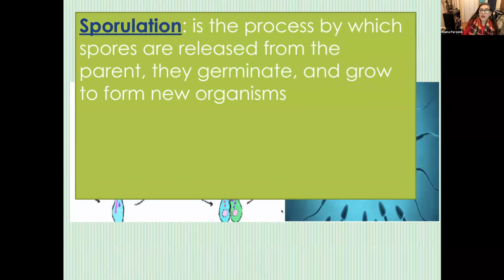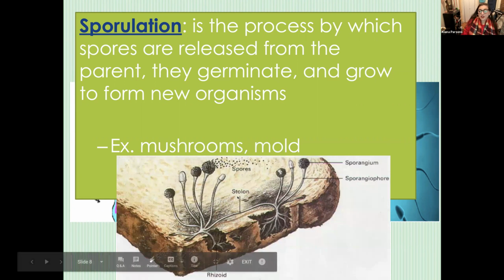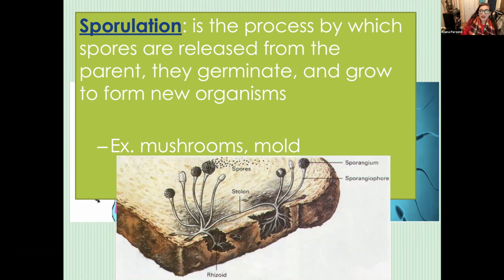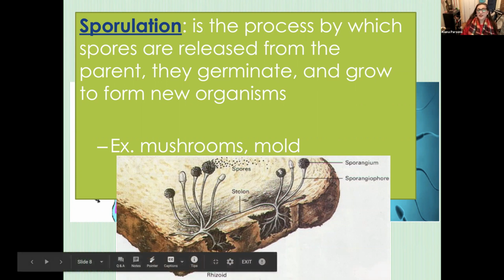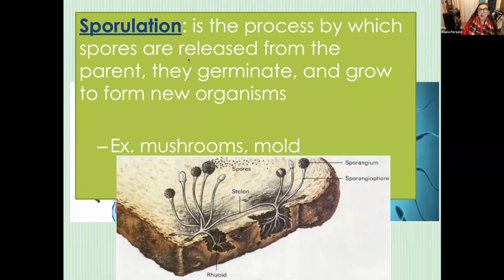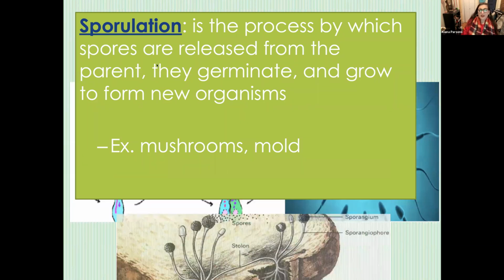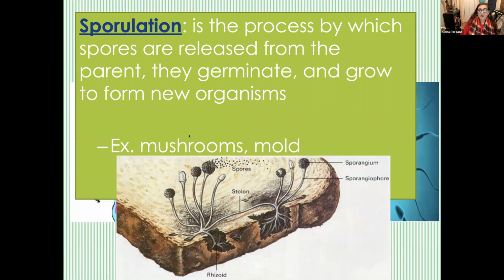And now sporulation. So this is mold. If you've ever opened up a package of bread and seen a corner of it is green, don't eat any piece of the bread because it is actually inside the entire piece of bread. This sort of looks like a dandelion that you blow on, but that's not what it is. This is mold inside of some bread. Sporulation is the process by which spores are released from the parent and they germinate and grow to form new organisms. This is what happens with fungi like mushrooms and mold. And you just have to fill in sporulation on your paper.